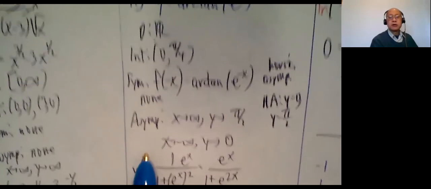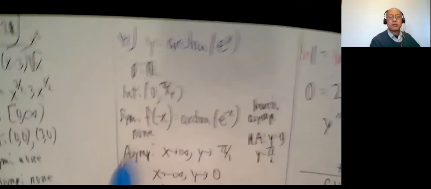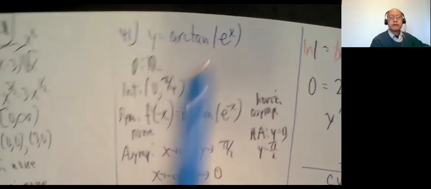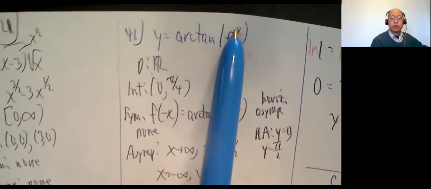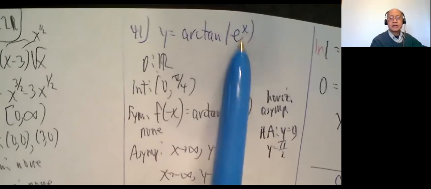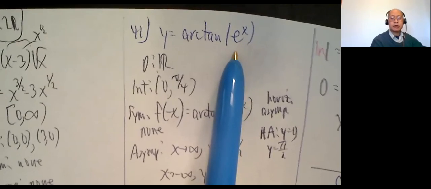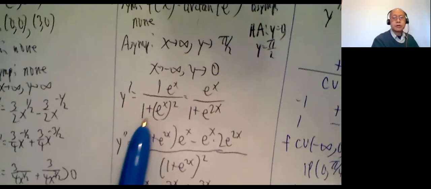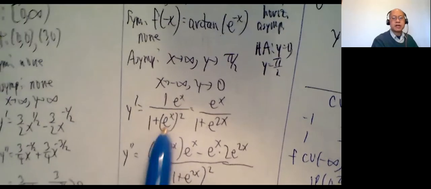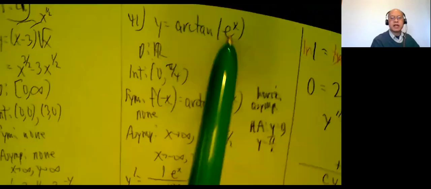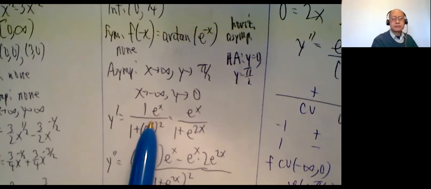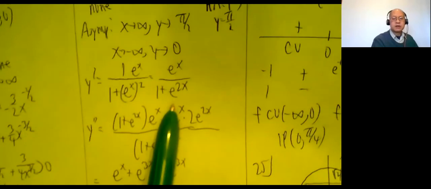All right, now I'm ready for my calculus part. Find y prime. How do you differentiate arctangent? It goes 1 over 1 plus this thing squared, right? So 1 over 1 plus e to the x squared, then by the chain rule times the derivative of e to the x, which is e to the x. So e to the x over 1 plus e to the 2x.